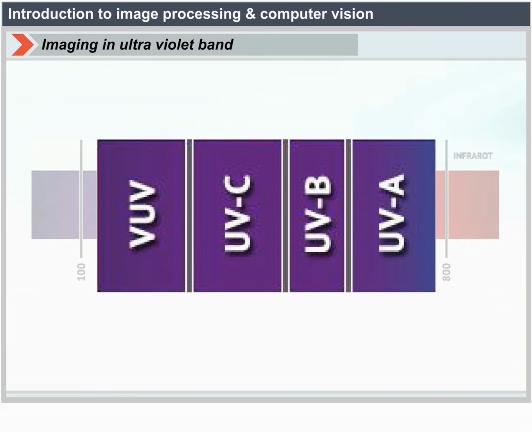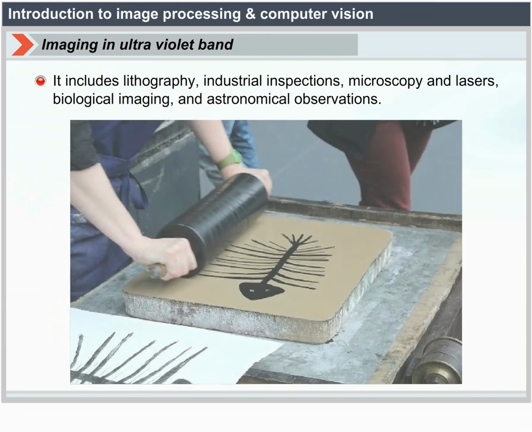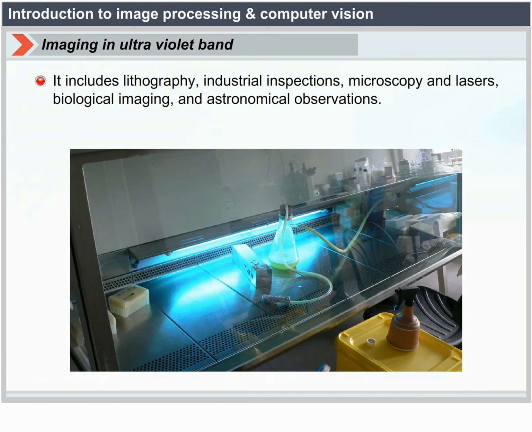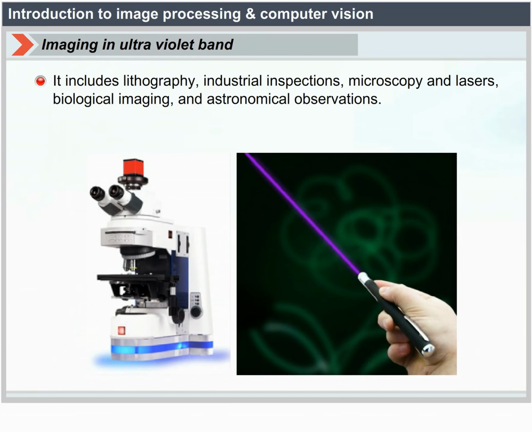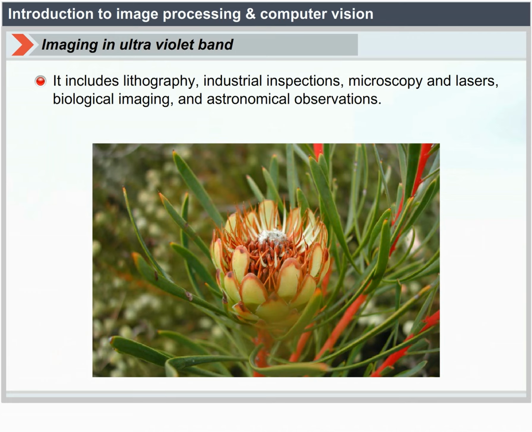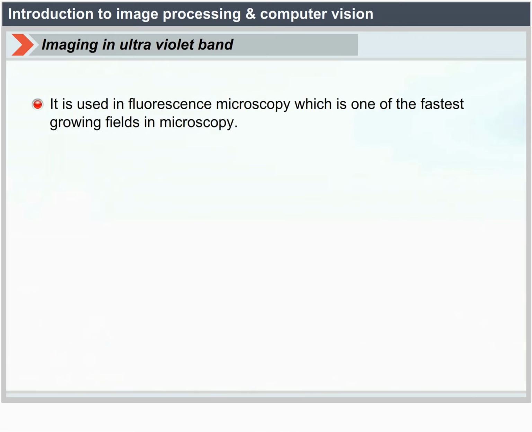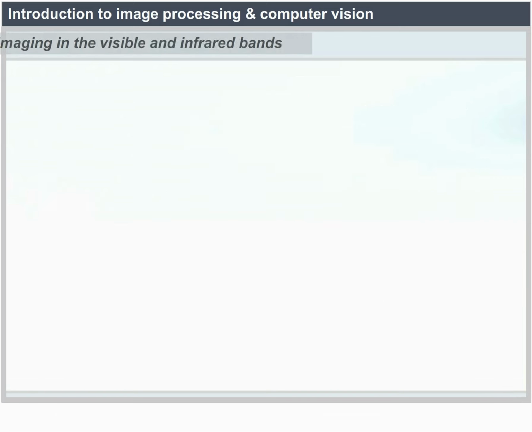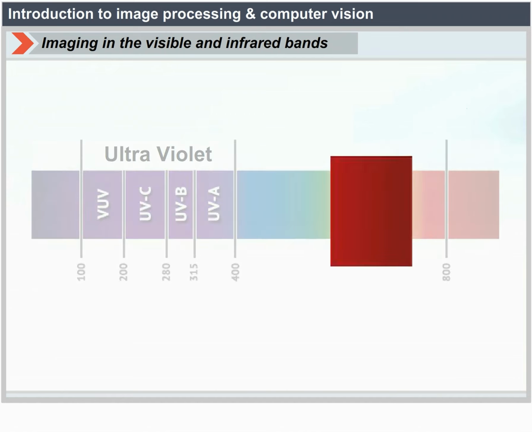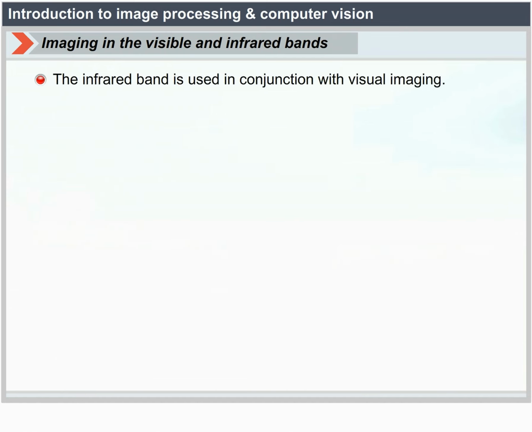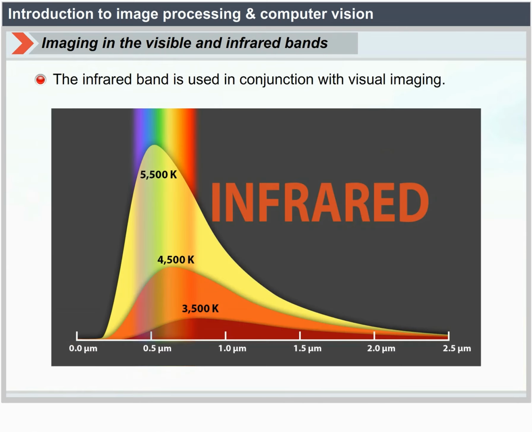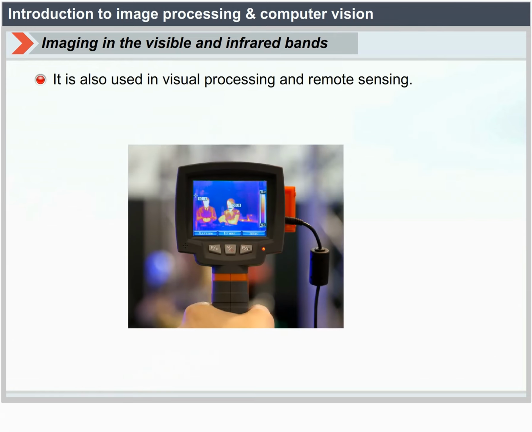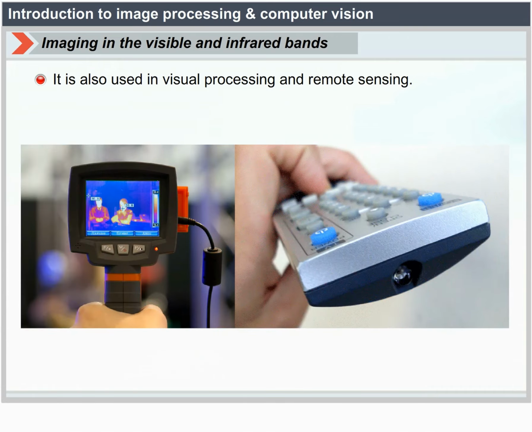Imaging in ultraviolet band. It includes lithography, industrial inspections, microscopy and lasers, biological imaging, and astronomical observations. It is used in fluorescence microscopy, which is one of the fastest growing fields in microscopy. Imaging in the visible and infrared bands. The infrared band is used in conjunction with visual imaging. It is also used in visual processing and remote sensing.